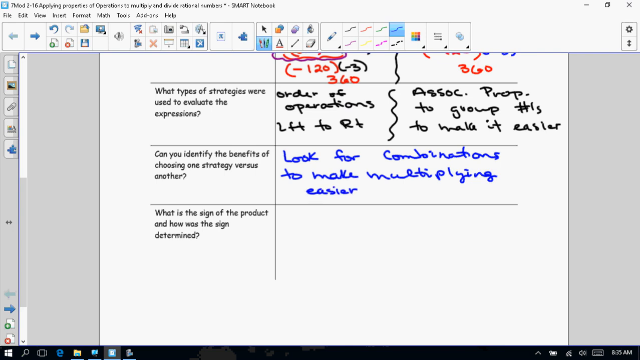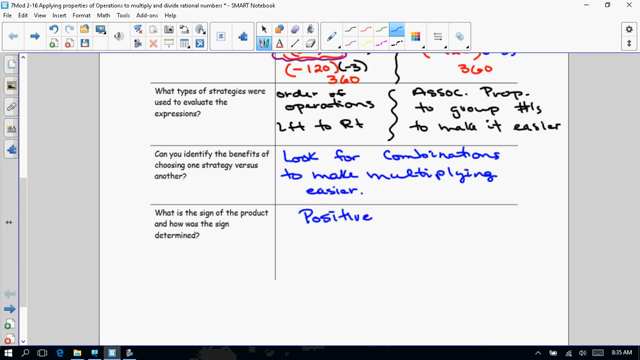As long as you're not breaking any of the math rules, this should make life less complicated. Okay, what was the sign of the product and how was the sign determined? Okay, so the sign at the end was positive, right?